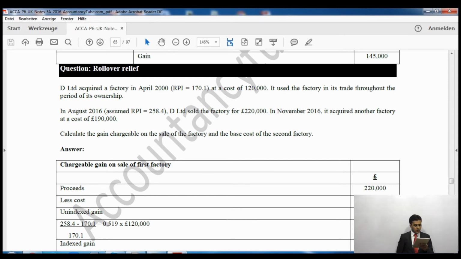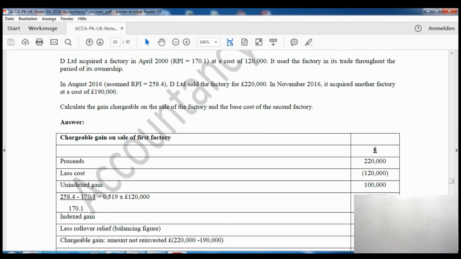Let's read the question again. D Limited sold the factory for £220,000. It purchased another factory, and the cost was £190,000. So it sold the earlier factory for £220,000, whereas it has reinvested £190,000. The amount not reinvested is £30,000, which is chargeable immediately, and the balancing figure is going to be our rollover relief.